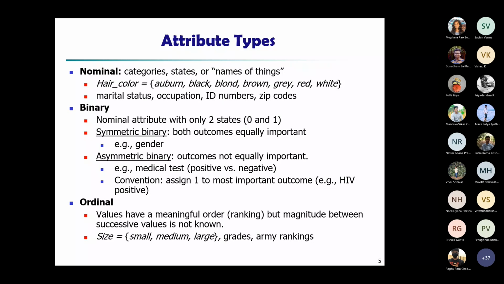So here you have size or maybe temperature, or what else? Can somebody give me some example of ordinal attributes? Something you should say, you can't be quiet like this. Some ordinal attributes you would have come across.